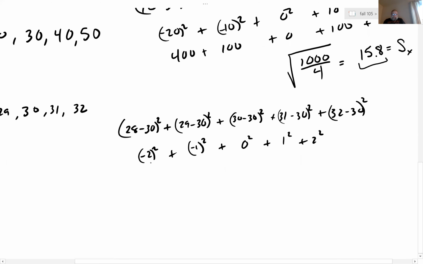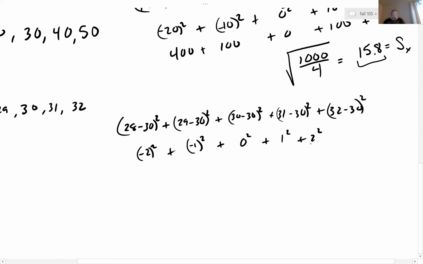So that's 4 plus 1 is 5, plus 1 plus 5 is 10. 10 divided by 4. So now this time we have the square root of 2.5 instead of the square root of 250, and it should be 1.58.